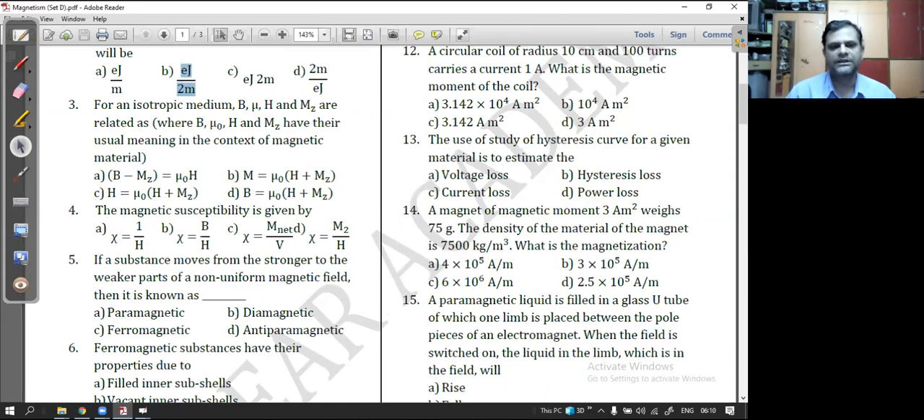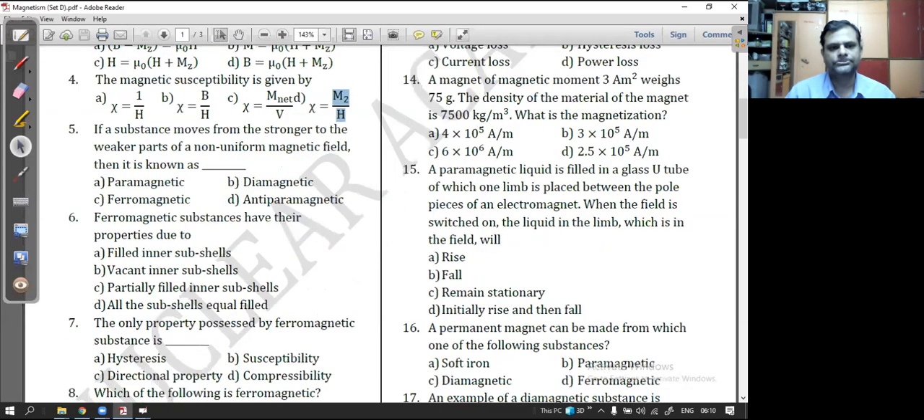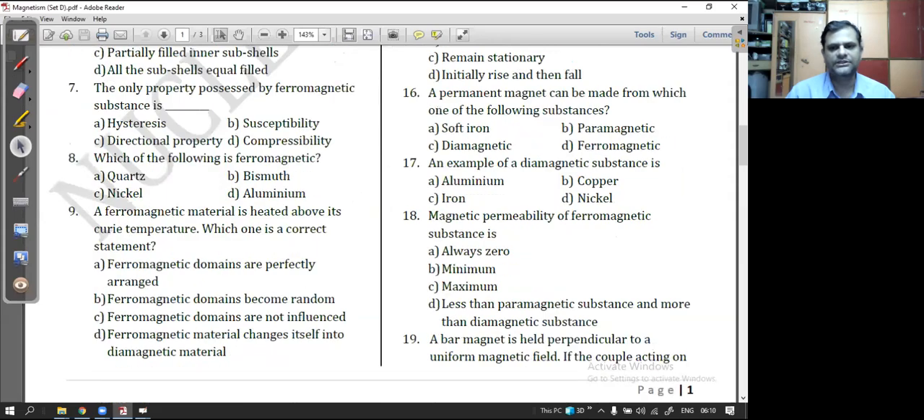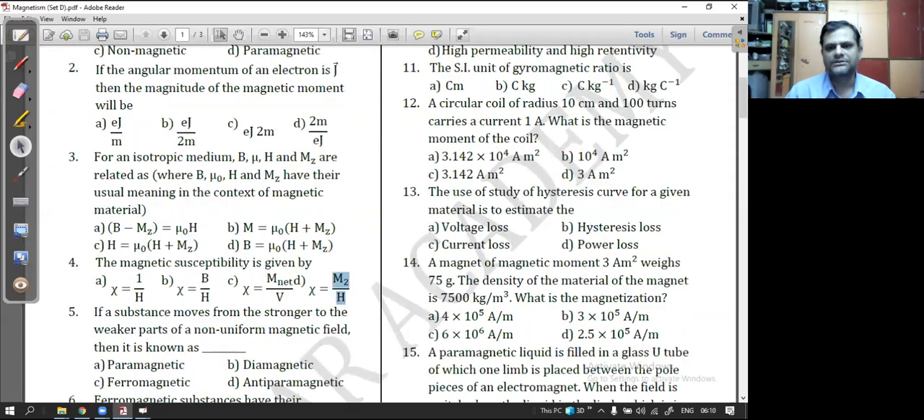Magnetic susceptibility is the constant of proportionality between the magnetization and H, right? So magnetization और H के बीच में जो constant of proportionality होता है उसको ही हम chi मतलब magnetic susceptibility बोलते हैं. So we can just call it as mz upon H as the chi. All these are the theoretical questions actually.